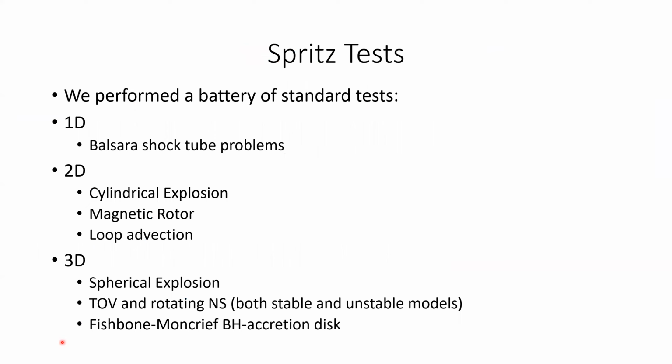The code has been tested on different scenarios, in both special and general relativity. In 1D, it was tested, of course, with the standard Riemann problems. In 2D, it was tested with a cylindrical explosion, magnetic rotor test, and loop advection test. In full 3D, it has been tested with a spherical explosion, as well as the standard simulation of a stable and unstable Tolman-Oppenheimer-Volkoff solution, as well as rotating neutron stars. In the stable model, you just study the oscillation of the neutron star. In the unstable model, we study the collapse to a black hole. And there have also been some tests in the context of accretion disks around black holes.